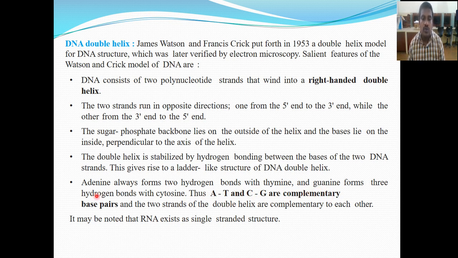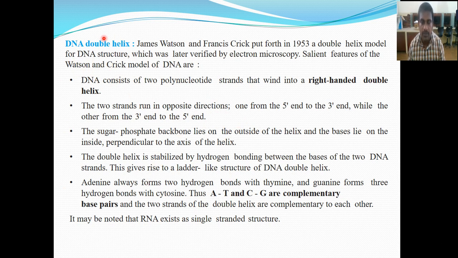So the base pair and the two strands of the double helix are complementary to each other. It may be noted that RNA exists in a single strand structure. So we know that DNA is a double helix structure and RNA is a single stranded structure. So these are the salient features. Again, I am going to repeat these salient features of DNA.